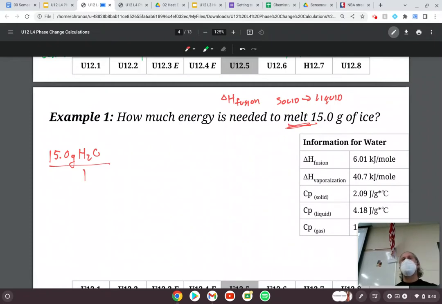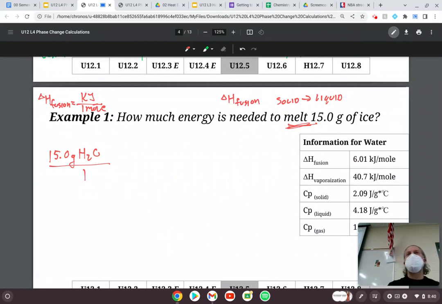And I'm going to go mass. Well, let me get it. I get a little bit ahead of myself. Okay. The heat of fusion has a unit, right? And that unit is kilojoules in 1 mole. So that's heat of fusion. That's its unit. Kilojoules in 1 mole.